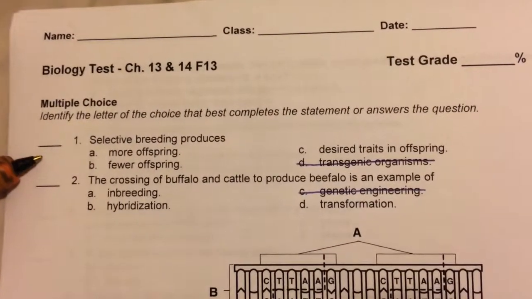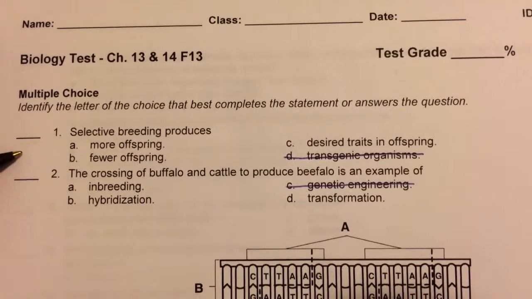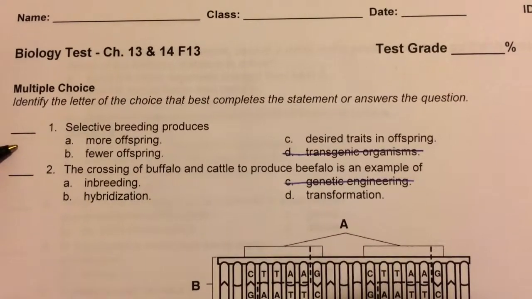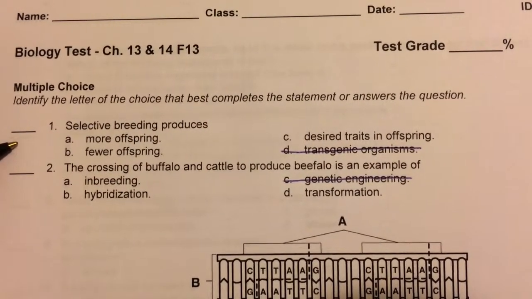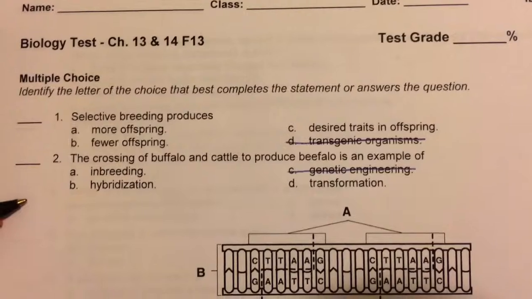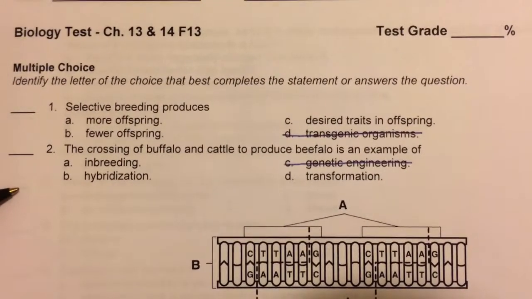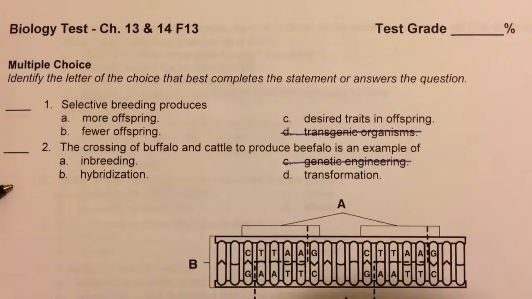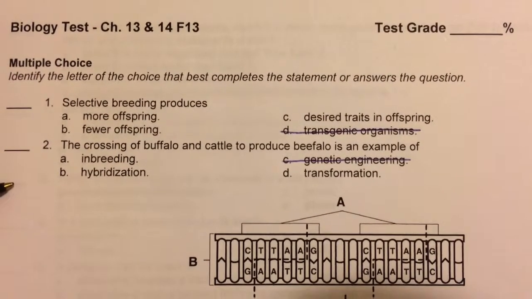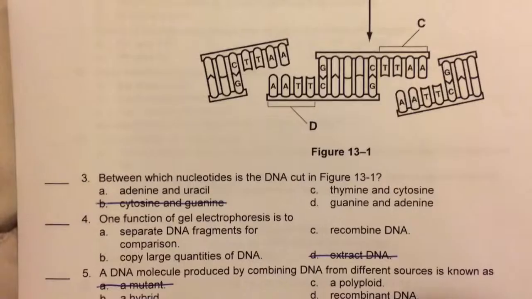Number 1, selective breeding produces more offspring, fewer offspring, or desired traits in offspring. Number 2, the crossing of buffalo and cattle to produce beefalo is an example of inbreeding, hybridization, or transformation.